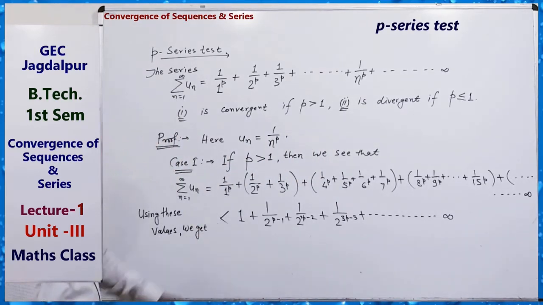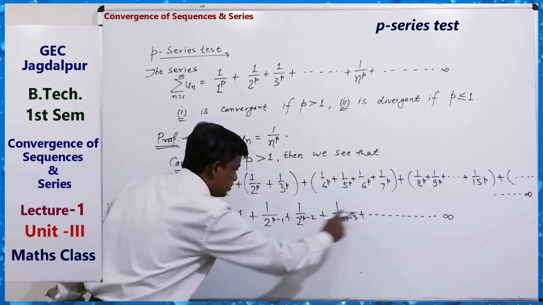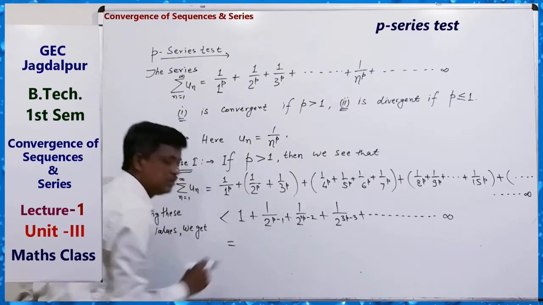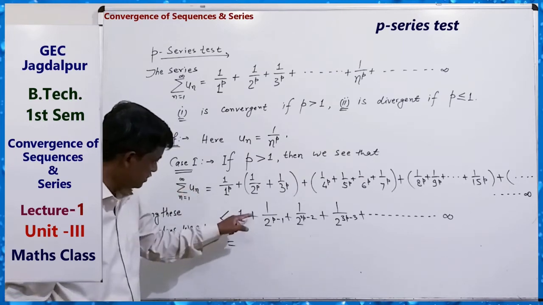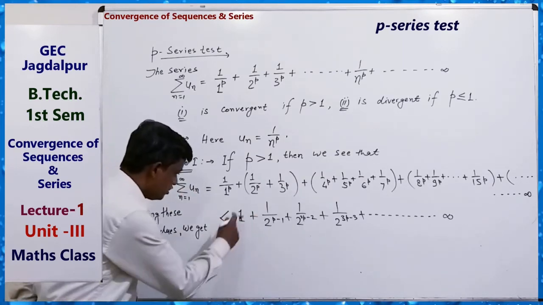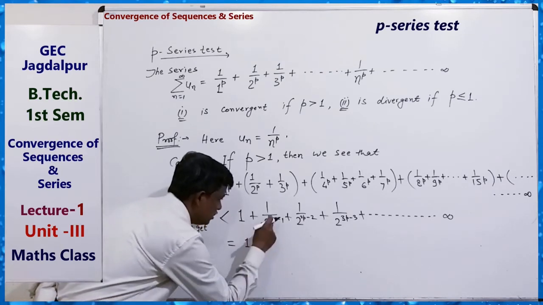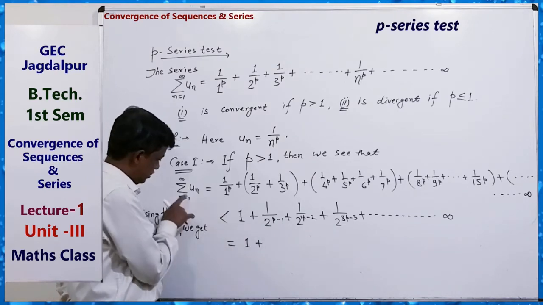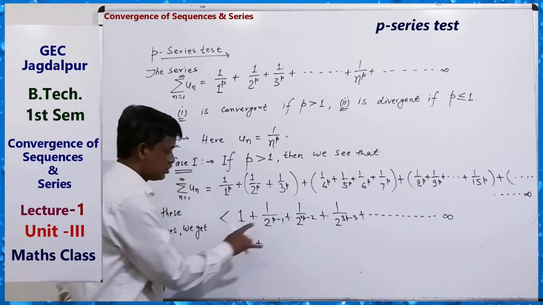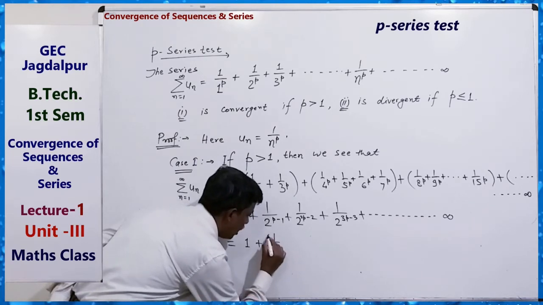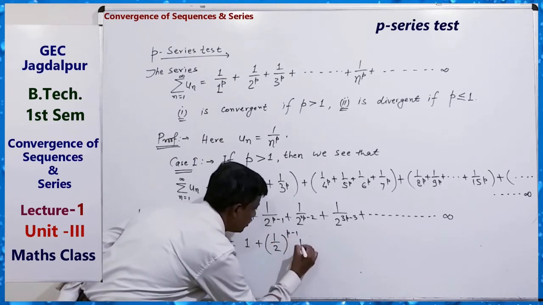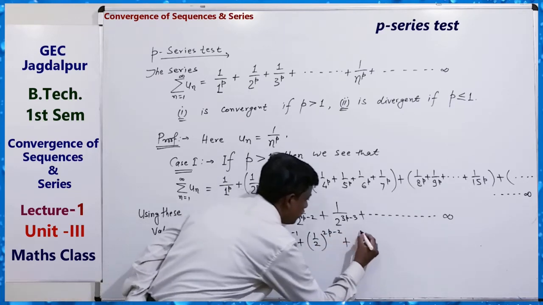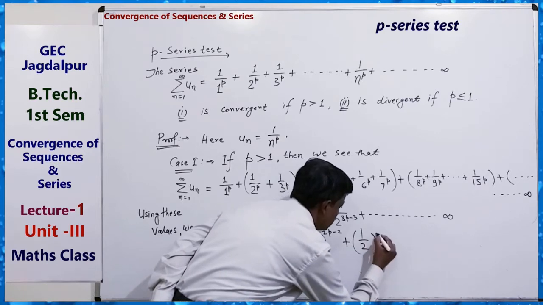Okay, so here this value can be solved. This series is less than this, which equals 1 plus this. Here equal means this part is equal, but this is less than this. So 1 by 2 power p minus 1, 1 by 2 power 2p minus 2, 1 by 2 power 3p minus p.